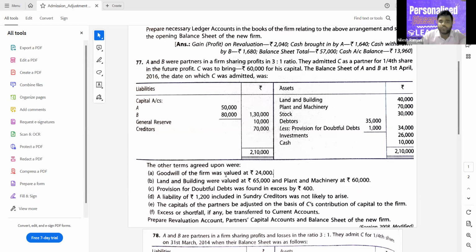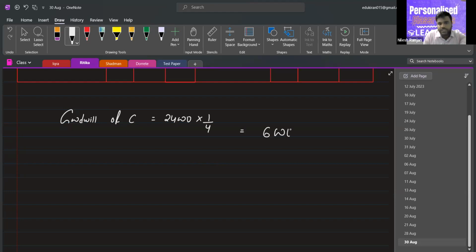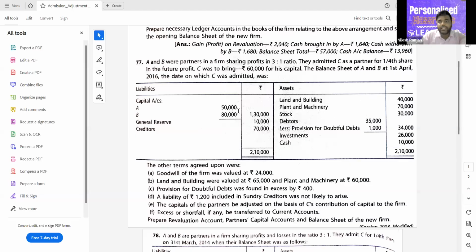So in this goodwill, what is the ratio? What is the share of C? So goodwill of C will be 24,000 into 1/4. He is getting a 1/4 share. So he will bring 6,000 as goodwill. But in the question, it is not written that he is bringing goodwill. Yes?